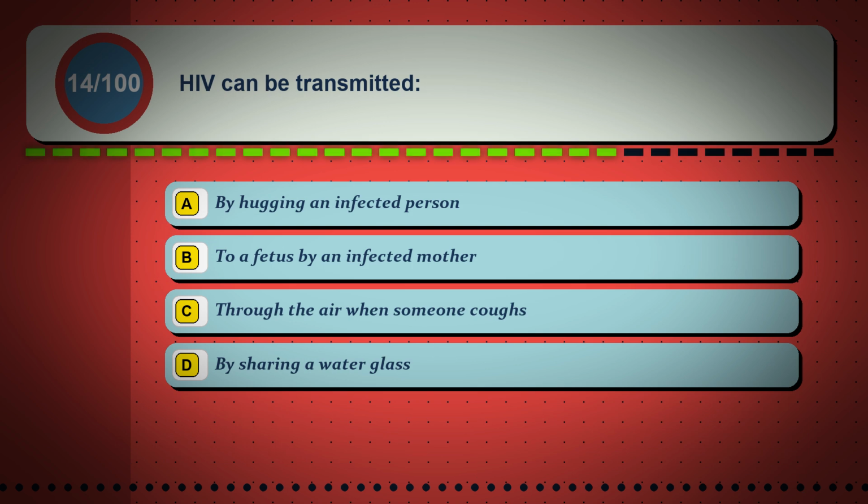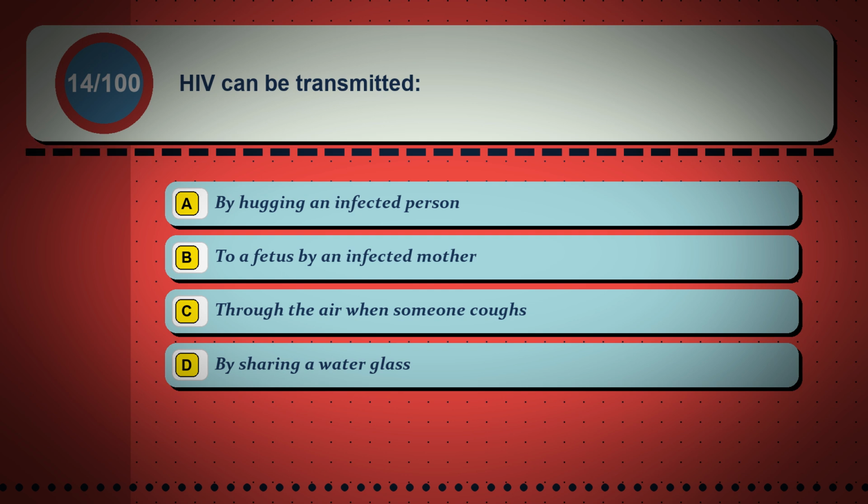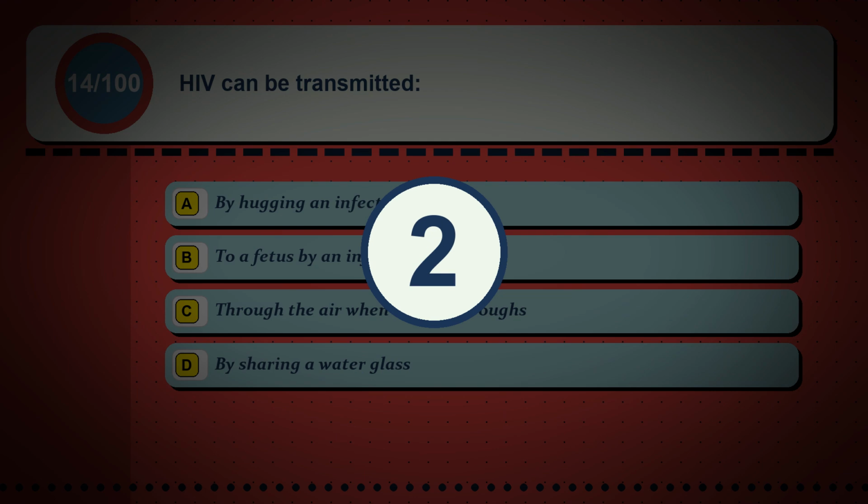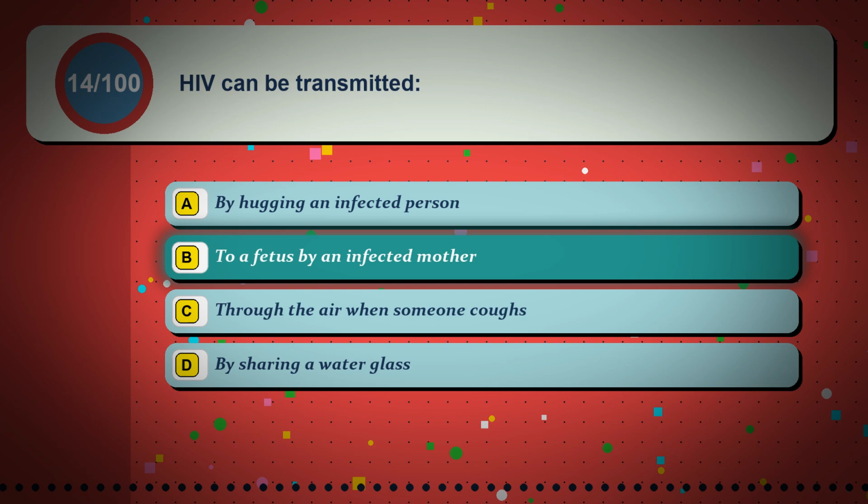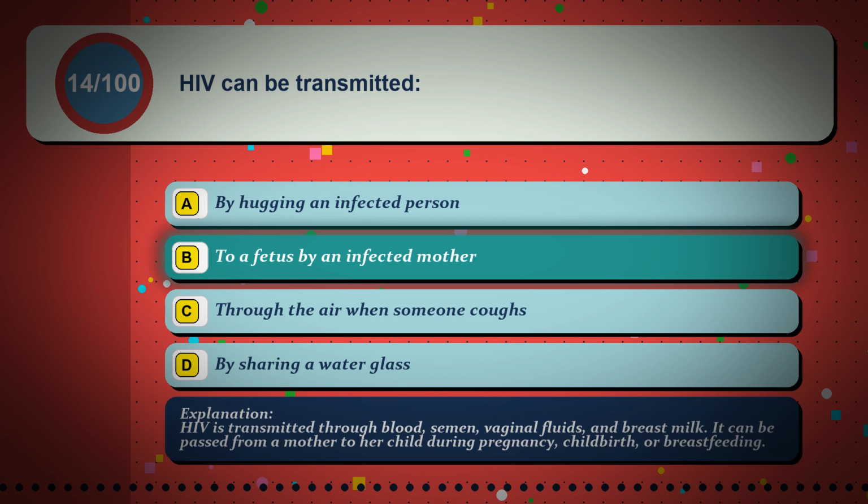Option A. By hugging an infected person. Option B. To a fetus by an infected mother. Option C. Through the air when someone coughs. Option D. By sharing a water glass. The correct answer is option B. To a fetus by an infected mother. HIV is transmitted through blood, semen, vaginal fluids, and breast milk. It can be passed from a mother to her child during pregnancy, childbirth, or breastfeeding.